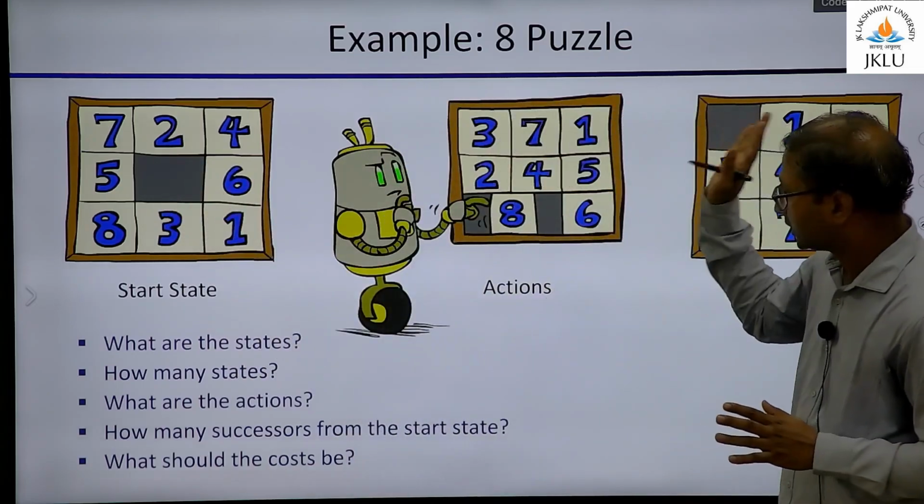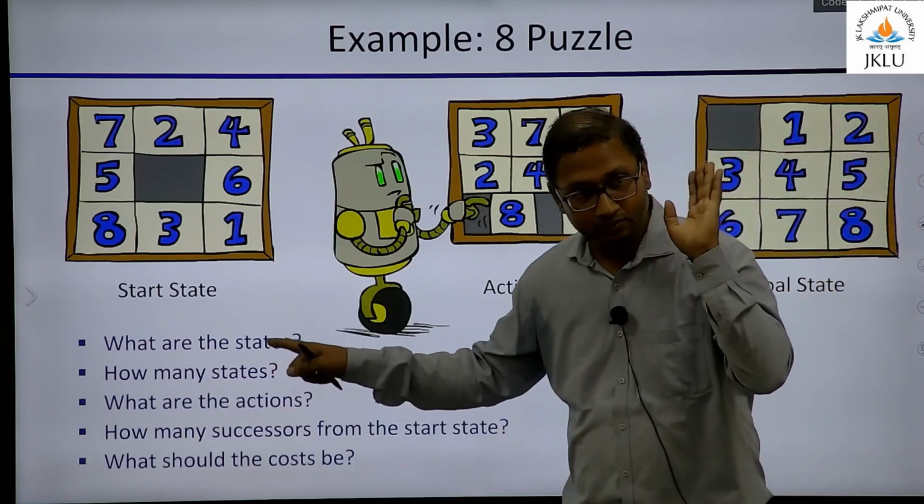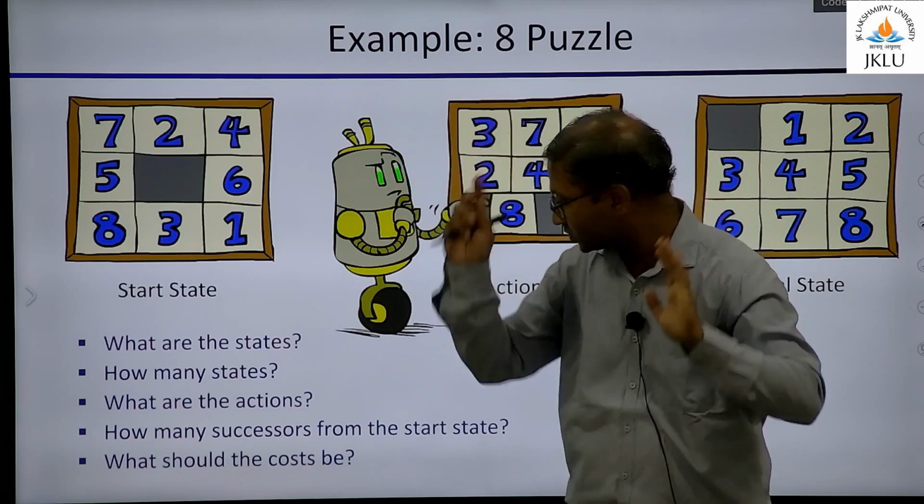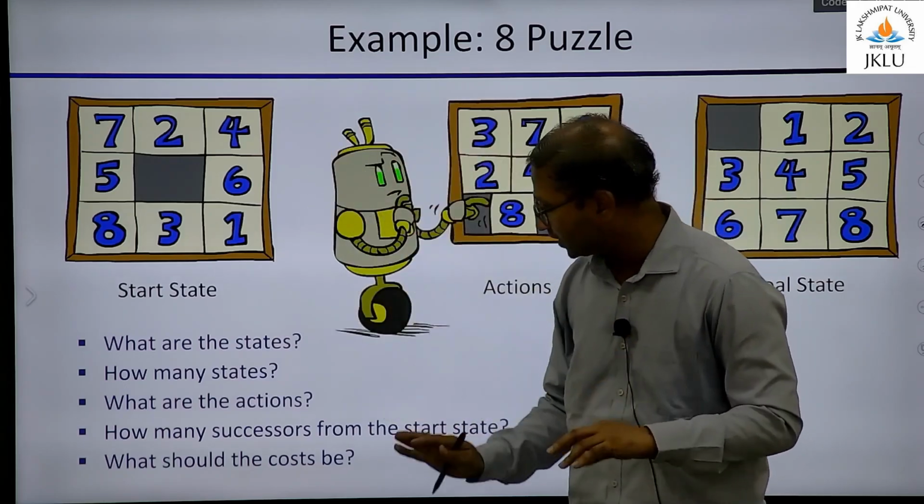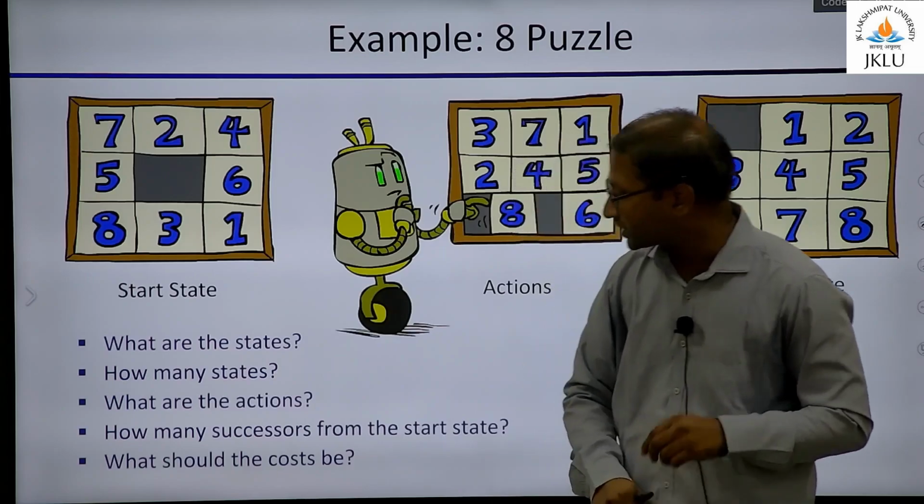All right, now. So how many states? We have a huge upper bound. 9 factorial is a super big number. So many states will not be there, not even half of that. What are the actions?